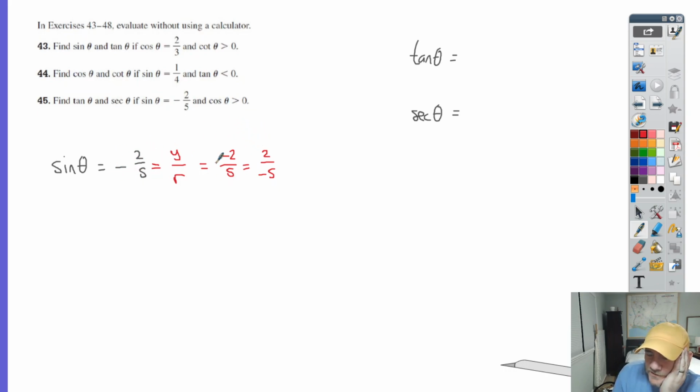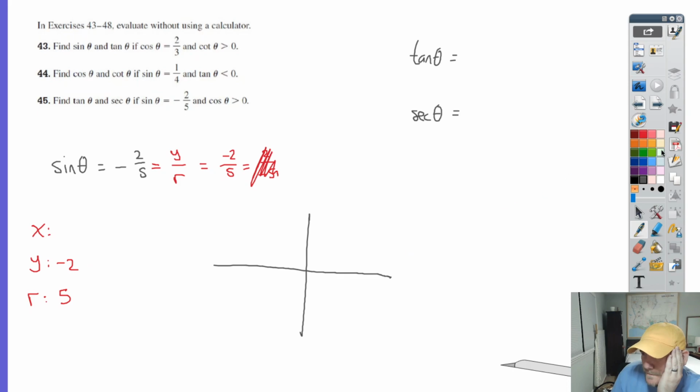Well, this is easily answered. Radii can't be negative, so it isn't this. The 5 has to be positive, which means the y has to be negative. So in our search for x and y and r, we know the radius to be 5, we know the y value to be negative 2. So in our search of what quadrant we are in, a negative y means we're living down here in 3 or 4.